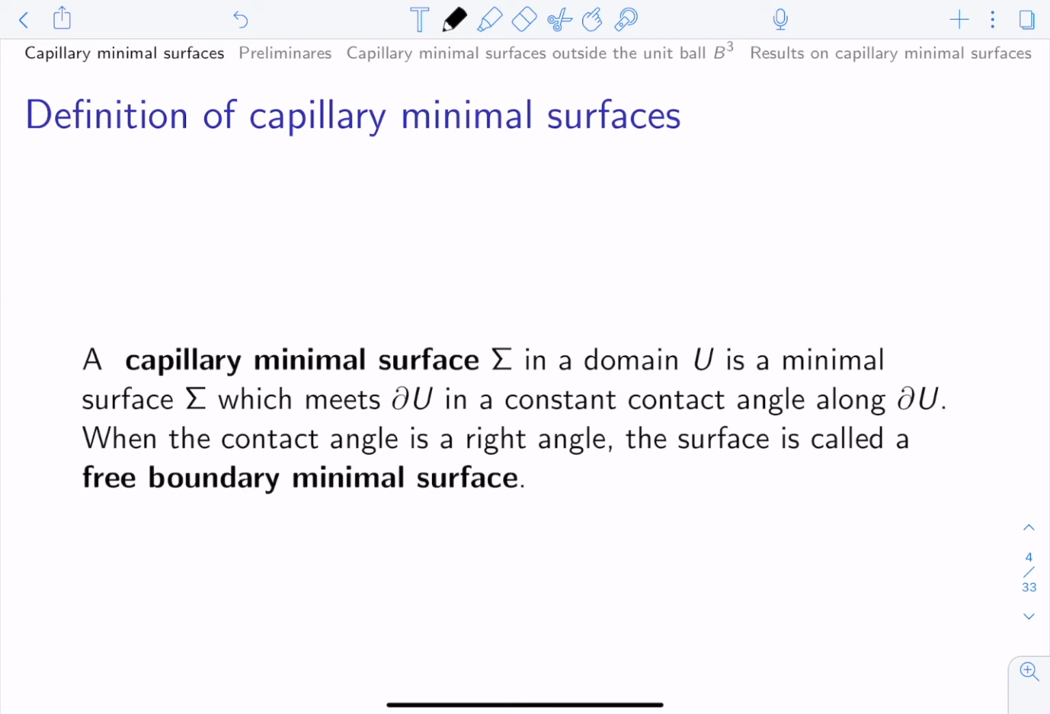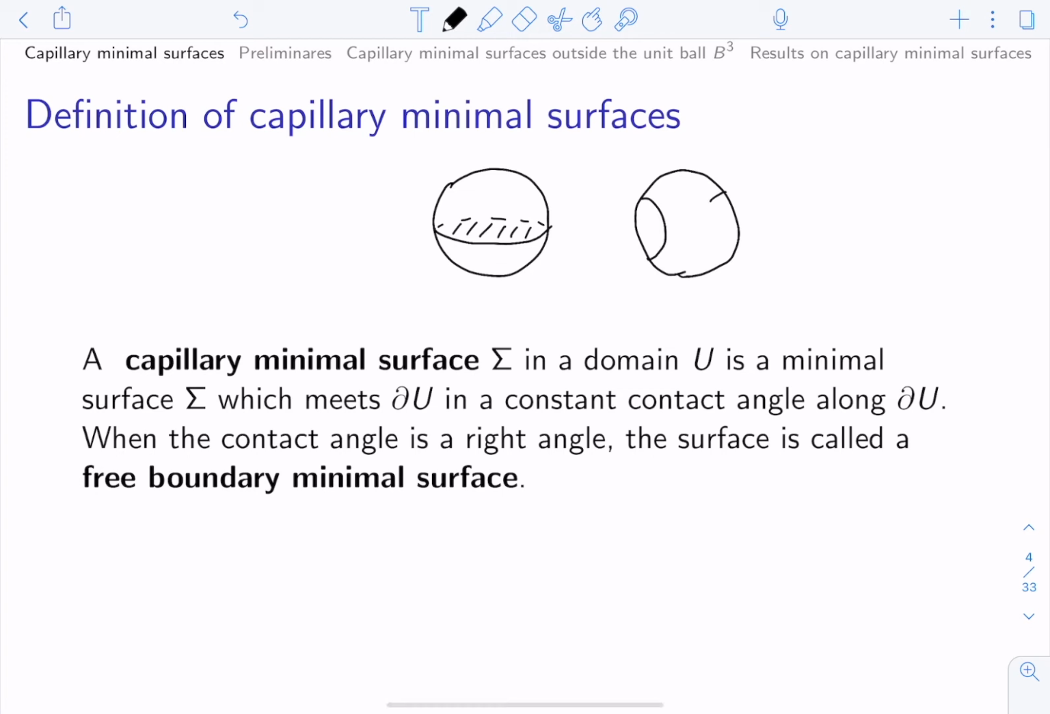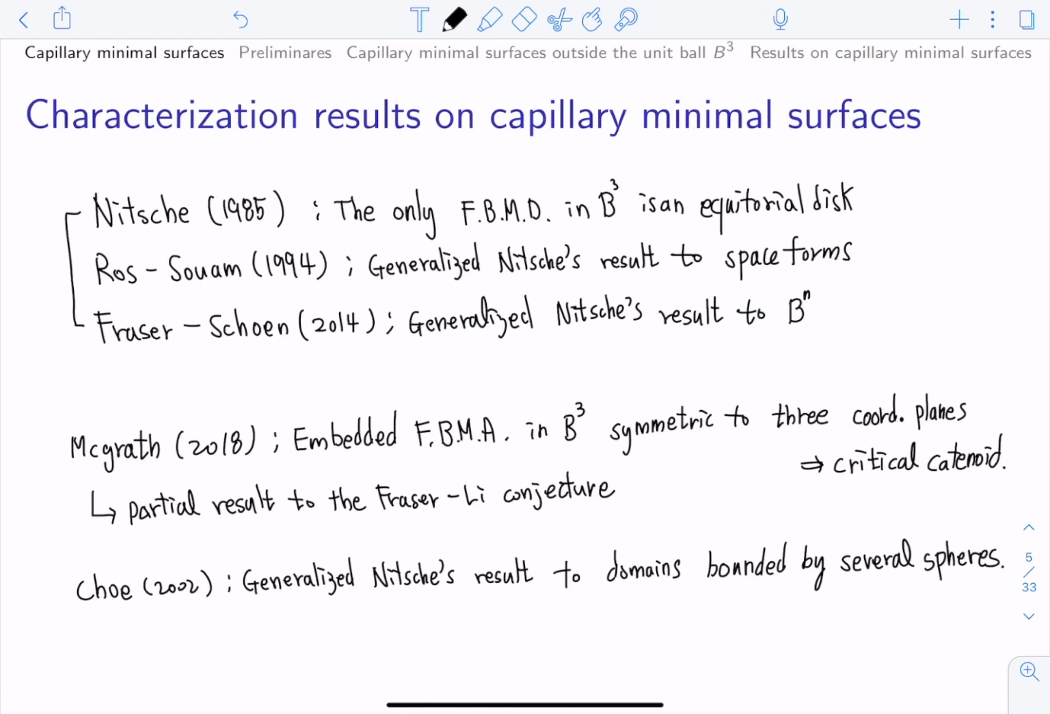So this is the simplest example, and then we have the critical catenoid, meeting the unit sphere orthogonally. Throughout the years, we have some interesting results on characterizations of them, but only a handful of results are concerned with their character as capillary surfaces.